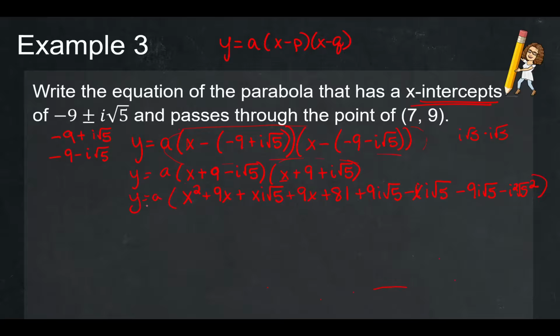Y equals A over there. Okay, let's do some simplification here. So I have y equals a, well, x squared I think is the only guy. There we go, cross him off. I have a 9x. I have a 9x. And that's all it looks like I have. So that means I have 18x. Okay, cross those guys out.